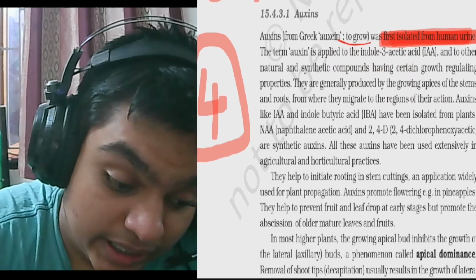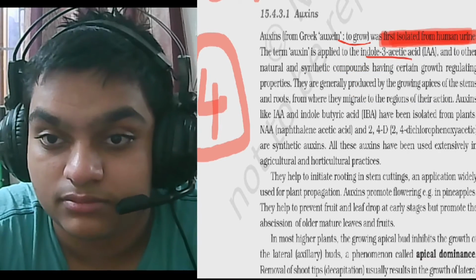One minute, I am trying to underline without seeing.